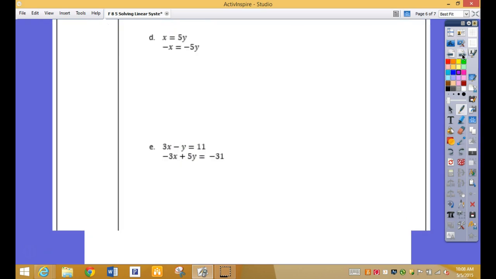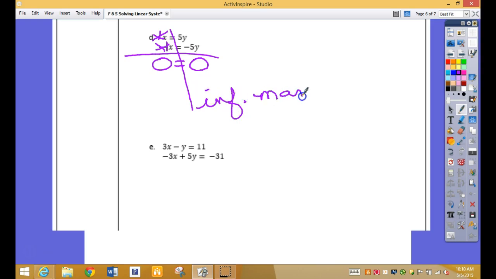Okay, hold up your answer for D when you get it, please. What happened to our x's? What is a x minus x? This is a 1x and a minus 1x. What happens? They cancel out and make 0 left on this side. What's 5y minus 5y? 0. So this one is infinitely many solutions.